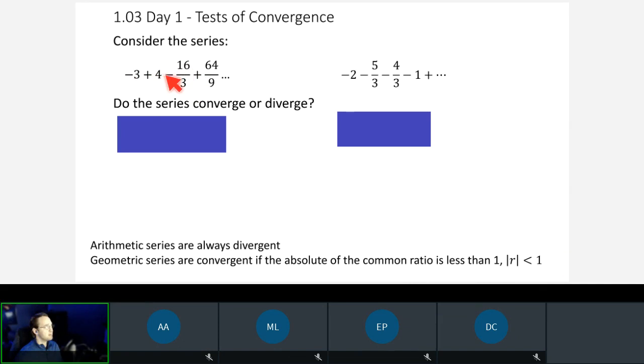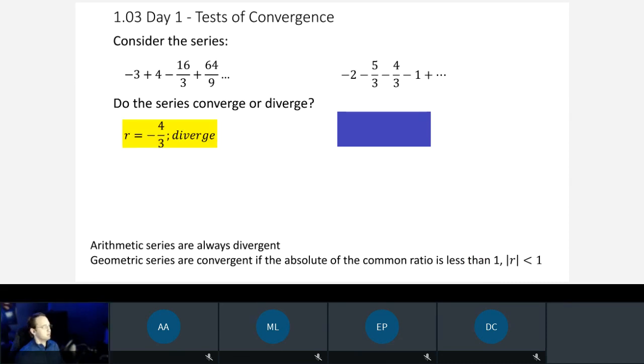So negative, positive, negative, positive. Well, they flip-flop, positive, negative. So right there, it tells you it can't be arithmetic. So the common ratio, how do we find that? 4 divided by -3. Yes, you are correct. -4 divided by -3 is this -4/3. And you could also do -16/3 divided by 4 to verify we get -4/3, and we do.